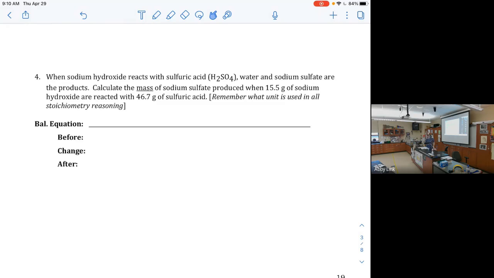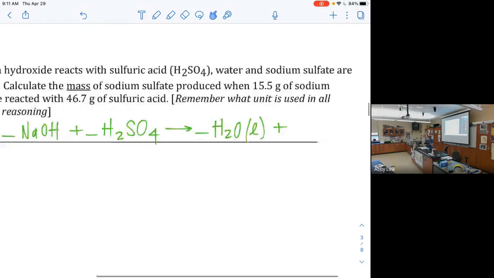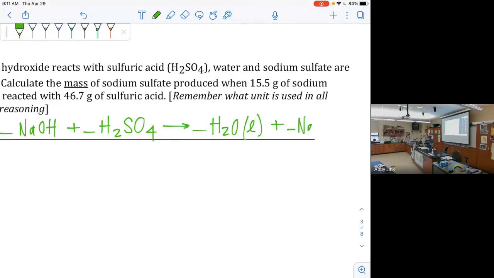All right, when sodium hydroxide, so let's start writing out a reaction. Sodium hydroxide is NaOH, reacts with sulfuric acid, H2SO4. Water is produced, and sodium sulfate. So let's see, sodium's positive 1, sulfate's minus 2, so we'll have an Na2SO4 there.